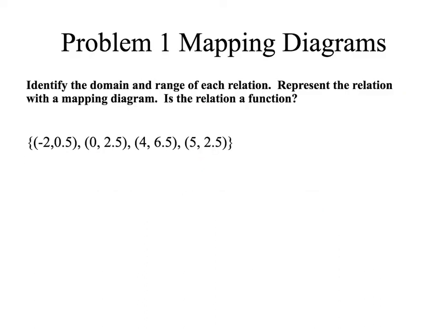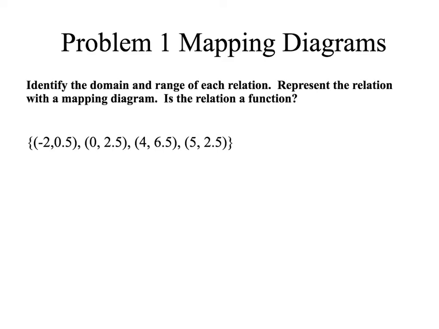Okay, so one thing here to be able to tell, so it says identify the domain and range of each relation, represent the relation with a mapping diagram, and then we have to tell if the relation is a function. And remember, if it's a function, you have to have exactly one output for every input. And if it was a function, you can't have repeats in the x values. So we can't have repeats in the domain.